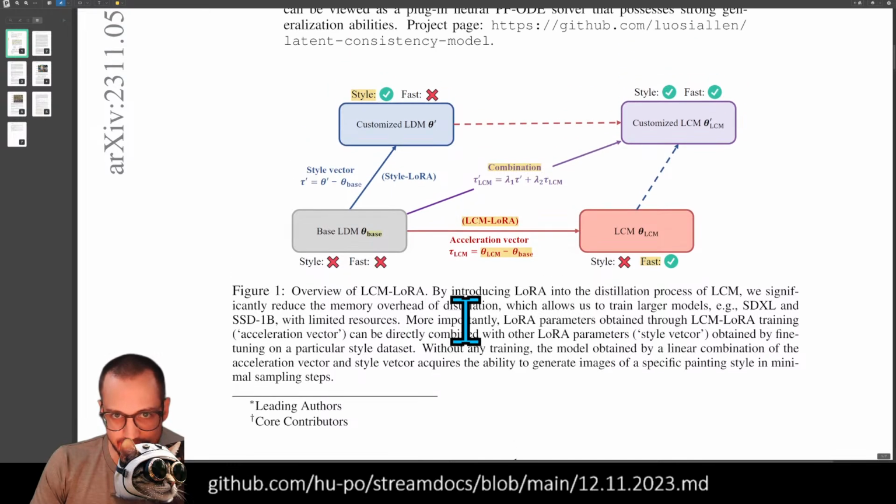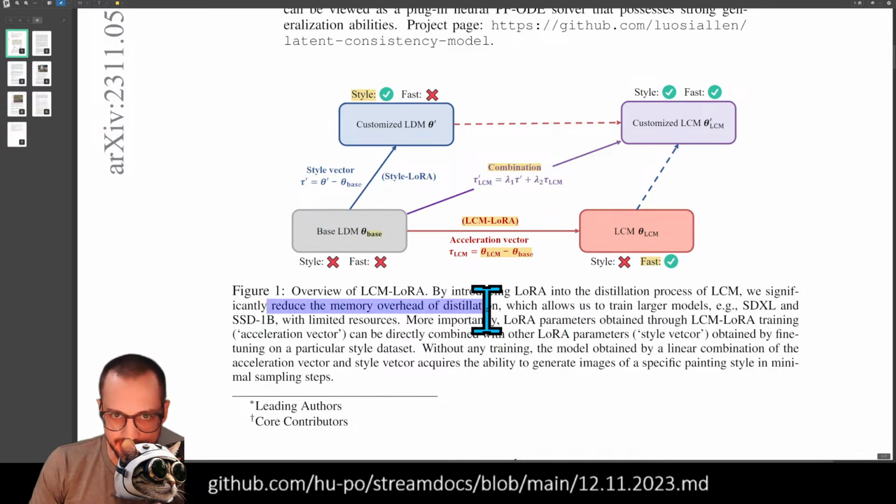Because it basically means that you can add this LCM LoRa to any other LoRa that you've created, and then get the combination of those. And before we do that, let's read this. Overview of LCM LoRa. By introducing LoRa into the distillation process of LCM, we significantly reduce the memory overhead of distillation, which allows us to train larger models.